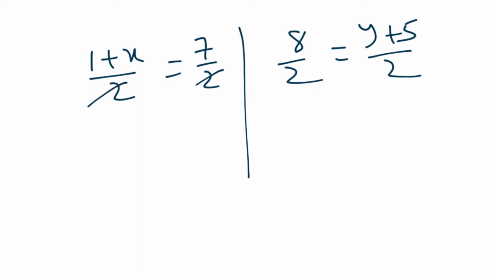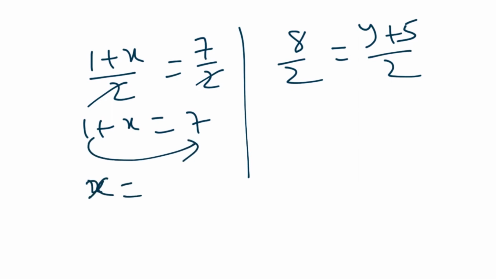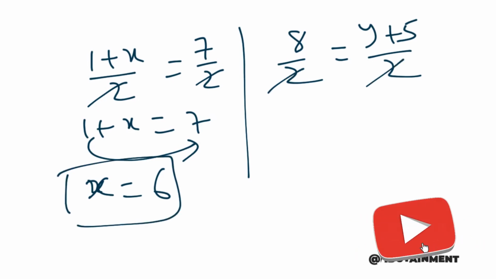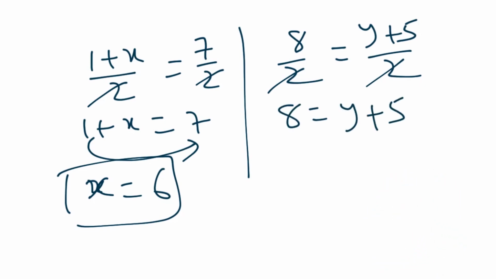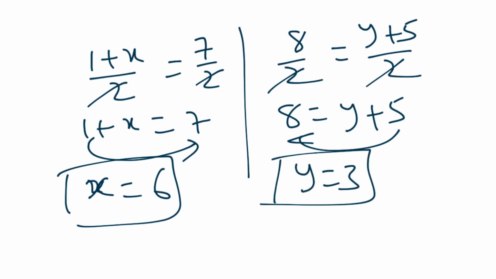1 plus x is equal to 7. So transpose this 1 on that side. x is equal to 7 minus 1, which is 6. Now 8 is equal to y plus 5. Transpose this 5 here. 8 minus 5 will be 3. So y is equal to 3. The value of x is 6 and y is 3.